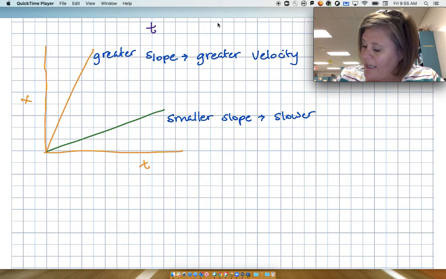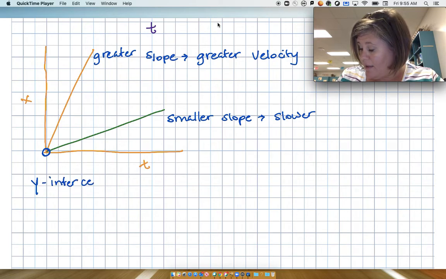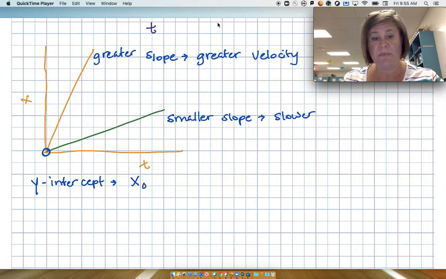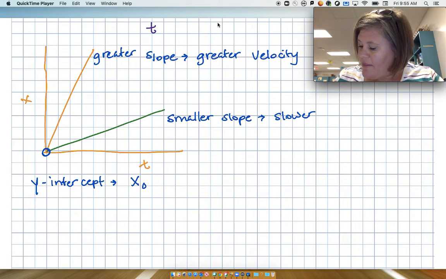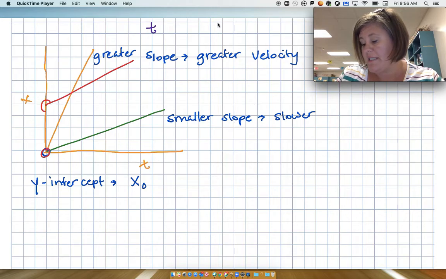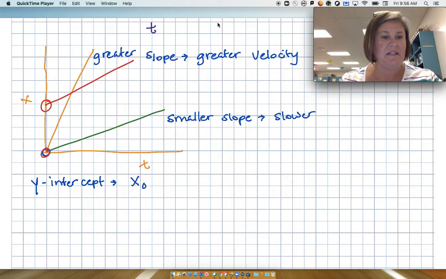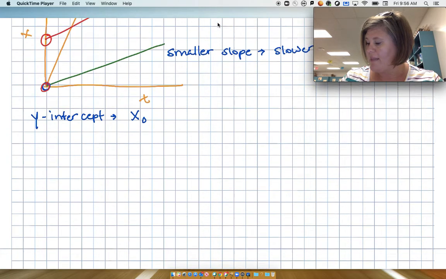Another thing also to point out here is notice that y-intercept. That y-intercept represents the initial position. So if I had something like this, this object is starting at the 0 position, whereas this object is starting at like positive 1, 2, 3, 4, all right, whatever units, positive 4 initial position. So that's helpful.